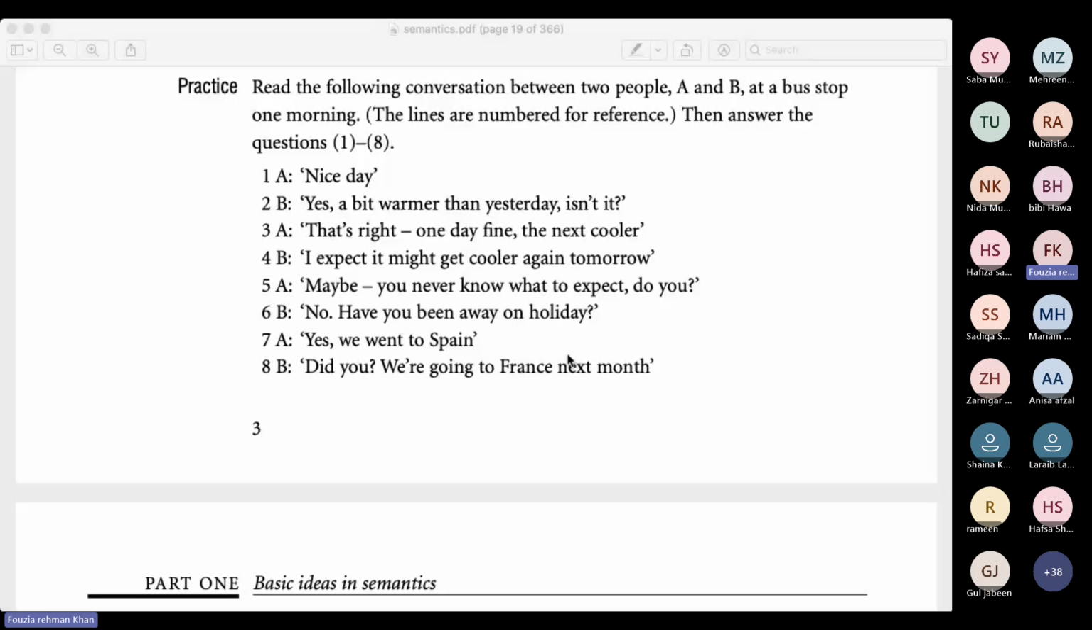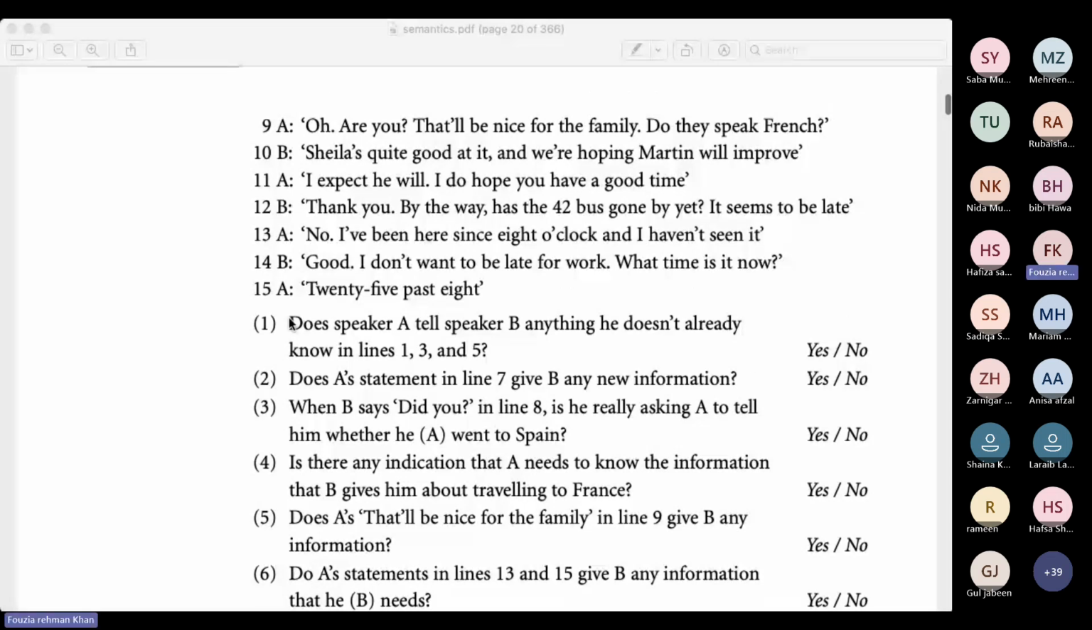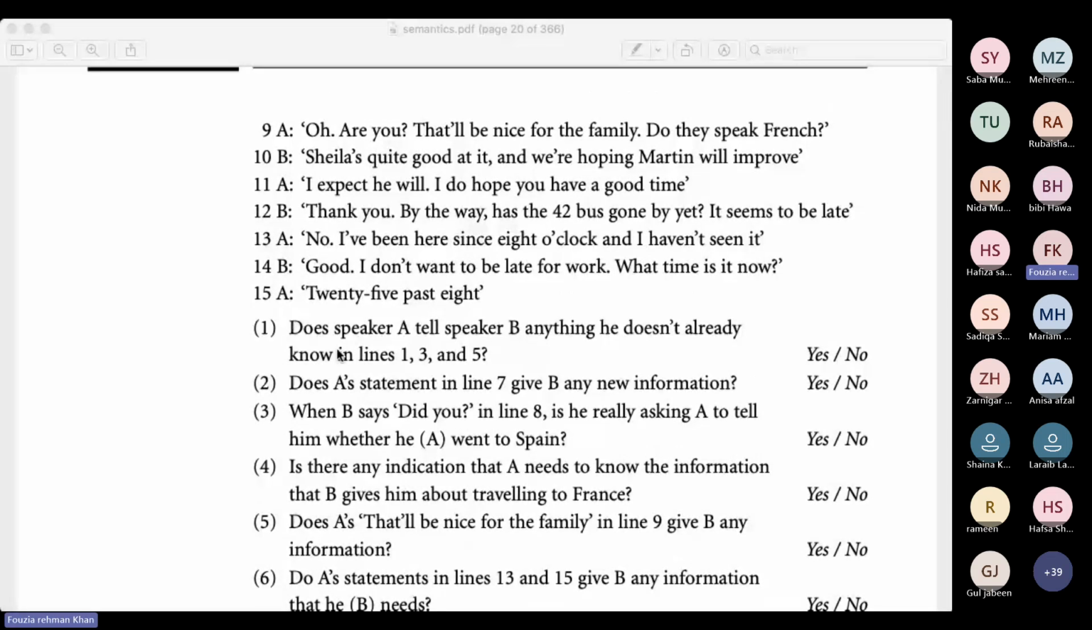So this we need to understand, that this conversation has a context, and the context is made by the place and the relation between these two people. So having the context in mind, we are going to answer some of the questions. Okay, so here are the questions. Does speaker A tell speaker B anything he doesn't already know in line number 1, 3, and 5?